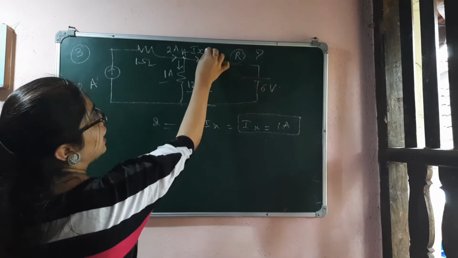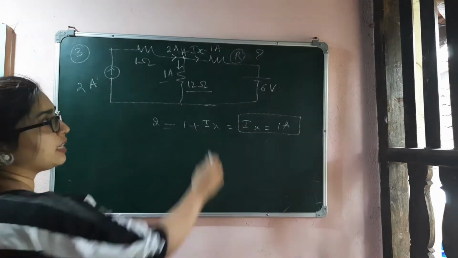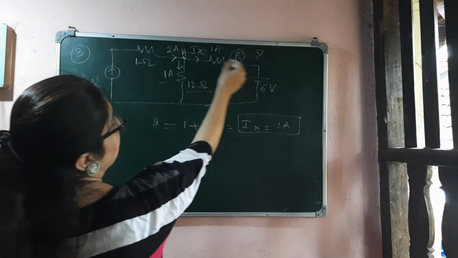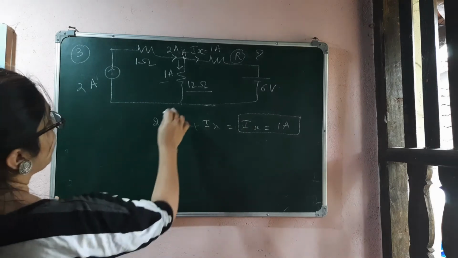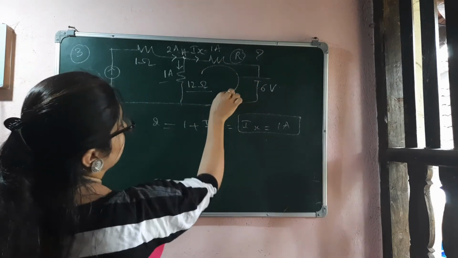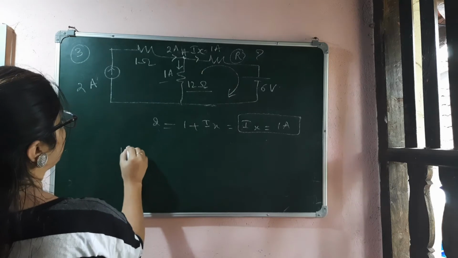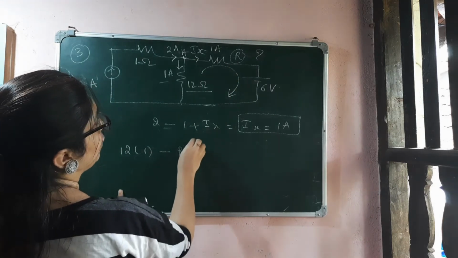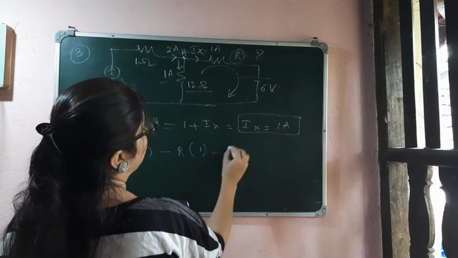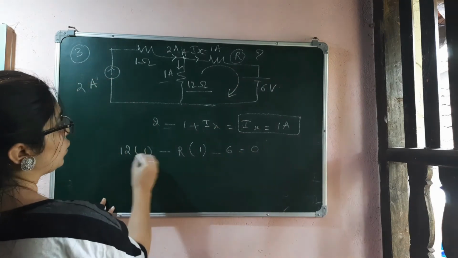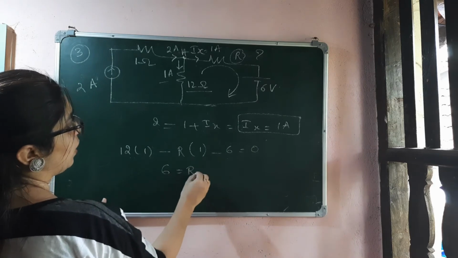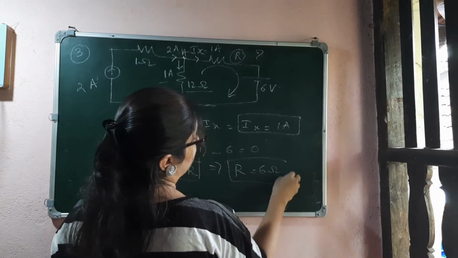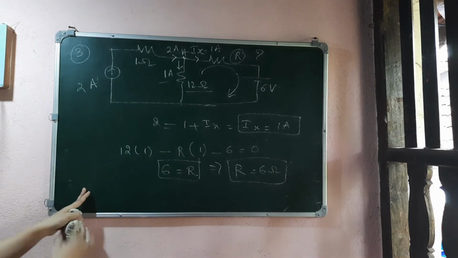Okay, so this is the current which is flowing in this branch, 1 ampere. Now what I can do is apply the KVL here. So it is 12 into 1 minus R into 1, then minus 6 is equal to 0. So 12 minus 6 is equal to R. So R is equal to 6 ohms.